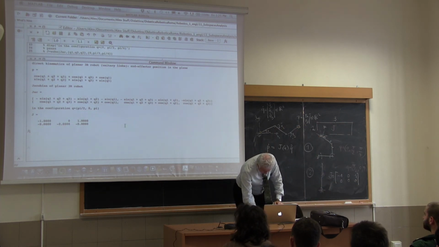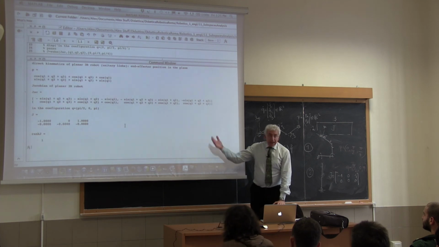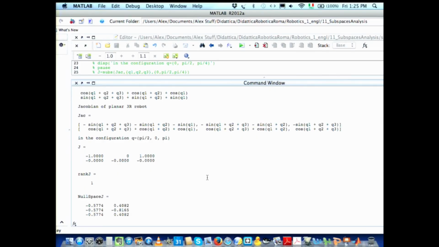So with this in mind, I compute the rank, and the rank is 1, as expected. And I can compute the null space. Now pay attention.